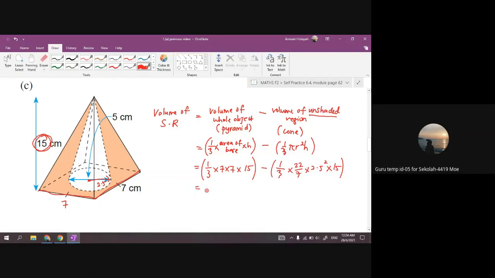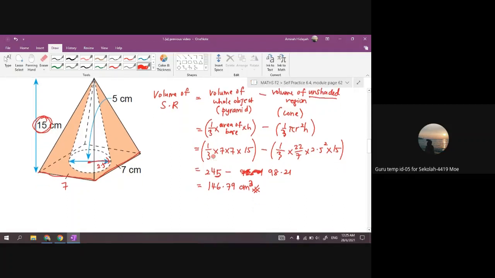So the volume of the pyramid, the whole object, is 245, minus the volume of the unshaded region, which is the cone, 98.21. So the final answer is 146.79 centimeter cube. Okay, easy, right?